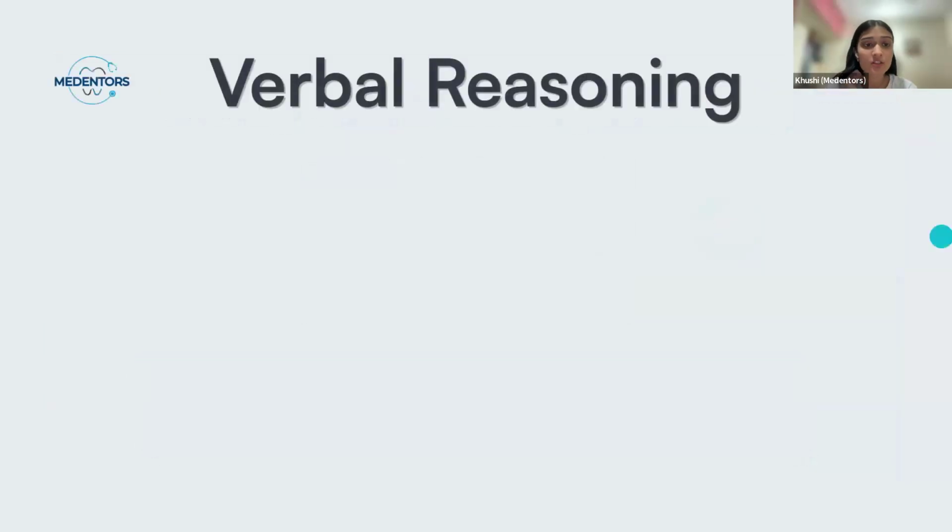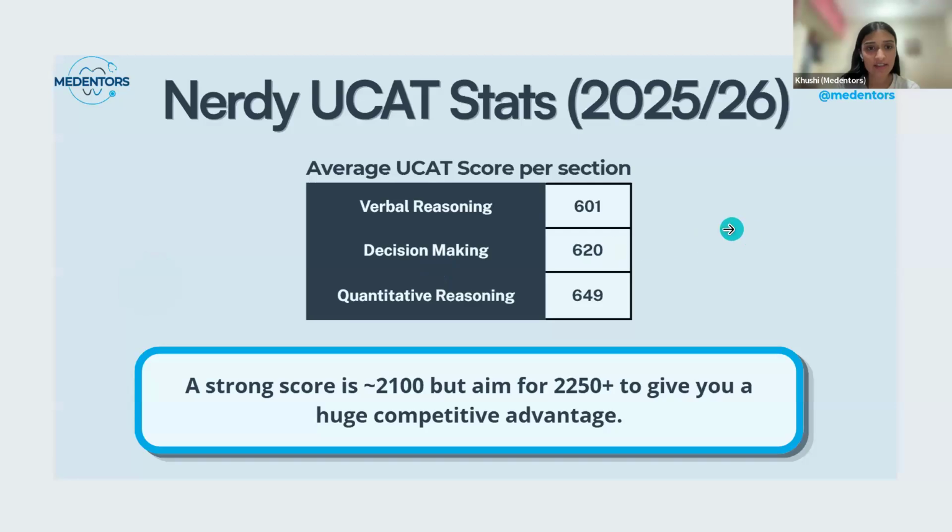Yeah, and with decision making, there's only a certain type of questions that they can ask you. So if you go through each of those question types and figure out a good method for each, you should be able to answer them, and you can improve your score massively for that as well.